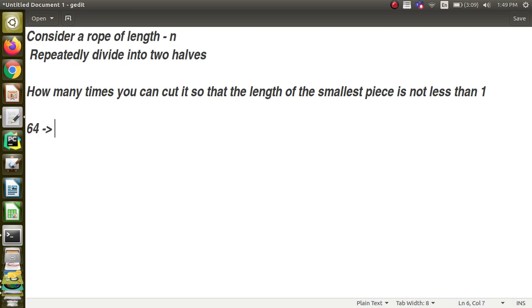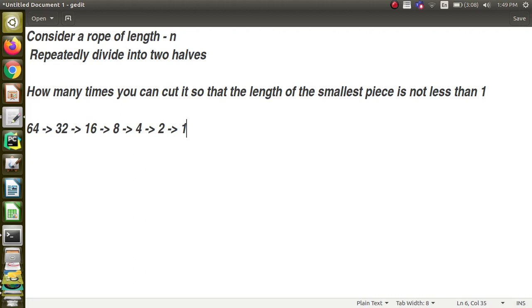Consider a rope of length 64. When I divide it into 2 halves, you will get 32. When I again divide, taking one of the pieces and dividing it into 2 halves, 16. Again, I will take a piece of length 16 and divide into 2 halves, 8. Now take a piece of length 8 and divide into 2 halves, 4. Now 2. Now 1. I cannot further divide because the length of the rope will become less than 1. So I am asking you a question, how many times can you cut it so that the smallest piece length will not be less than 1? Maximum number of cuts that you can make.